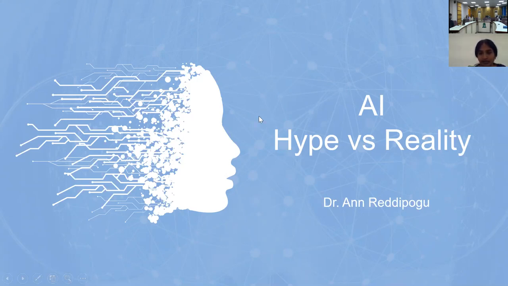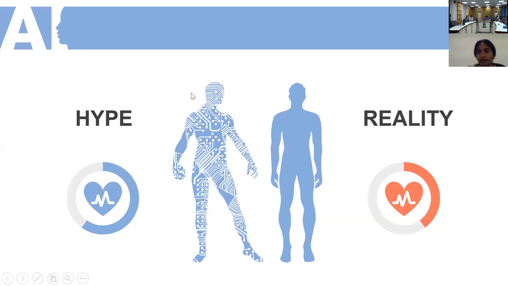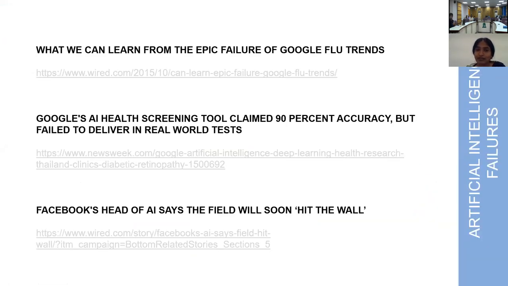It's become a bit static here. Yeah, there we go. So I will concentrate initially on the hype and reality of AI, the current applications. I'll go through the hype, and then go through the reality. I know AI is an exciting field, but I'll try to paint a negative picture about AI probably. So let's look at some examples here.